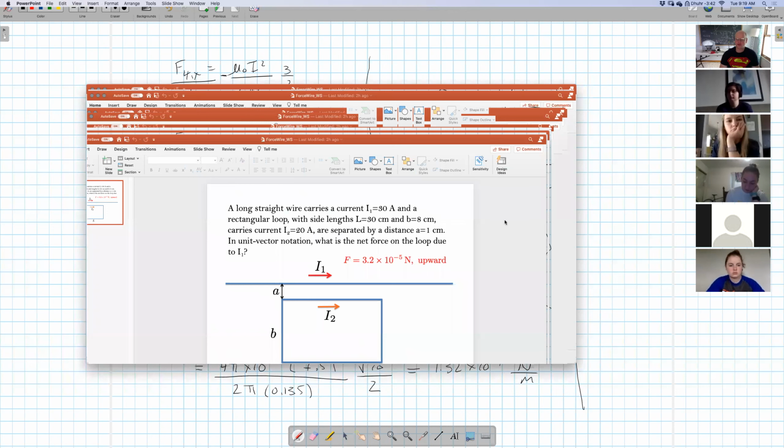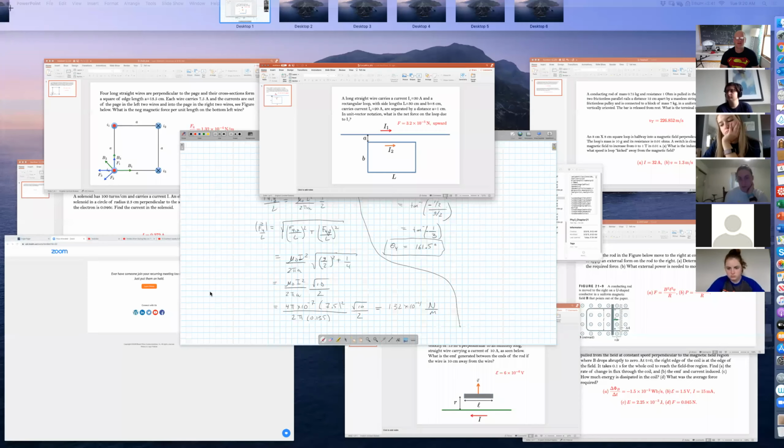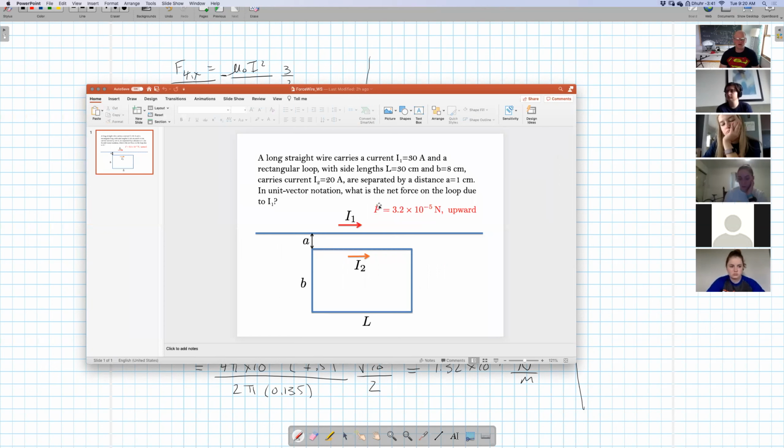So here's my long straight wire carrying a current of I1, which again is 30 amps. 1 centimeter below that is the closest side of the rectangular loop, where this is 20 centimeters, 8, 20, 8, and that's carrying in the clockwise direction a current of 20 amps. Even though it says unit vector notation, don't worry about that. What we want to know is the net force on the loop due to the current running in here.